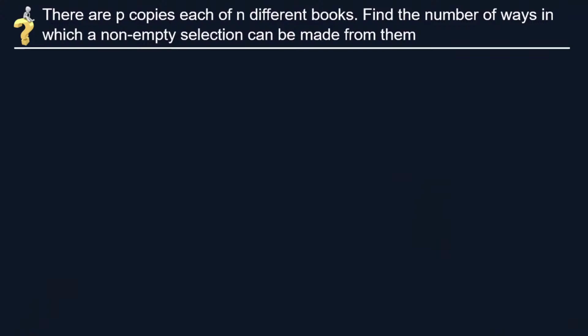See this question. There are P copies each of n different books. So let us say this is book 1, this is book 2, book 3, and this goes on. This is book n. And each one has P copies. Okay? P such copies are there. Can we denote these copies by P1, P2, P3? No, we cannot denote those copies as P1, P2, P3. Why? Because all those copies are identical.